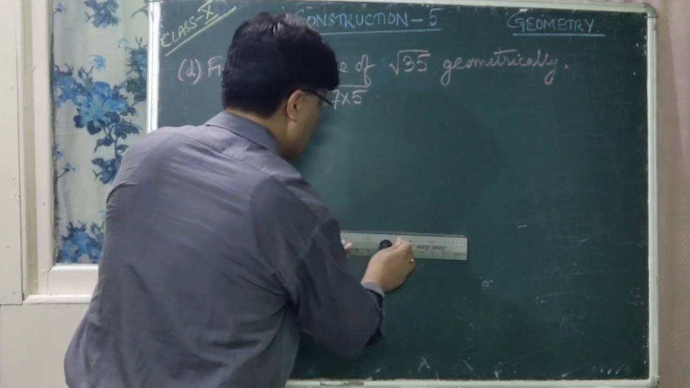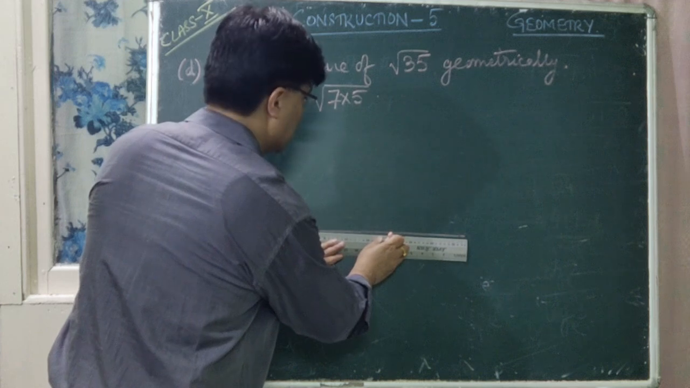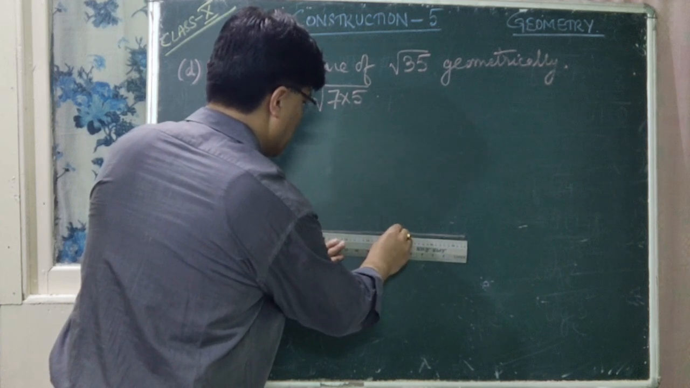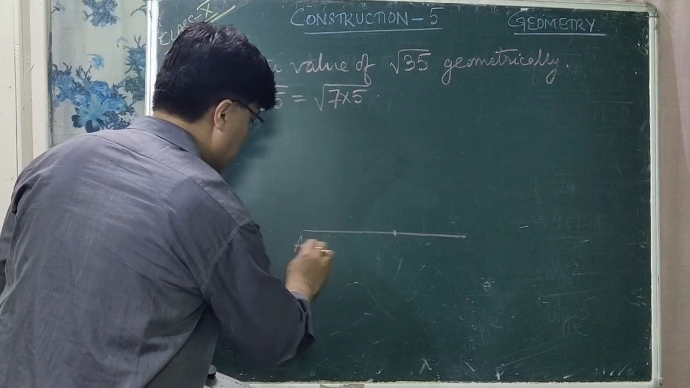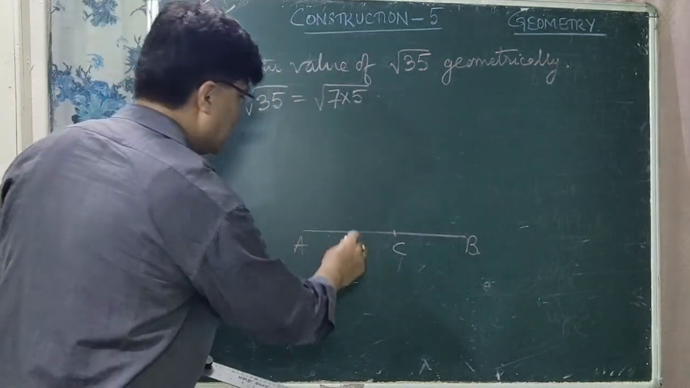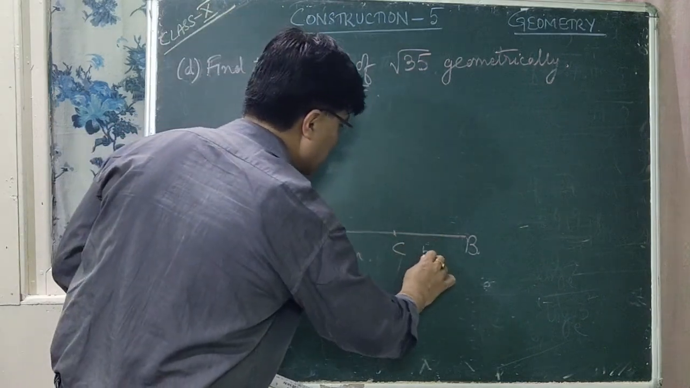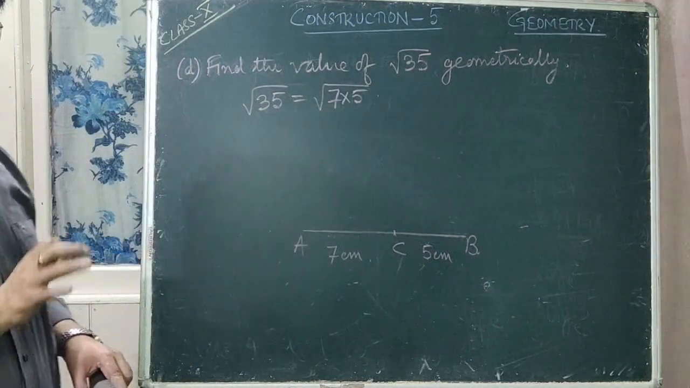So this is your 12 centimeter line and you have to measure the two lengths 7 and 5, right? Suppose this is your 7 and 5. This is your A, B and this is C. So AC is of length 7 centimeter and CB is of length 5 centimeter. So the total length of AB is 12 centimeter.